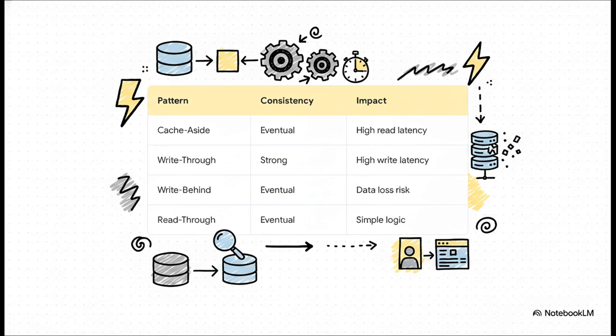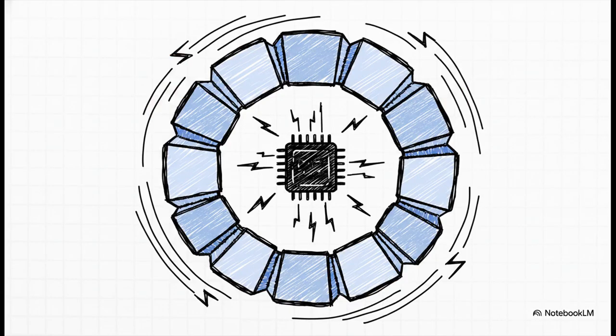Write behind is super fascinating for high-scale ingestion. You write to the memory cache instantly, return a success to the user right away, and then update the database asynchronously later. It gives you ultra-high throughput. But if that cache node loses power before the database persists the data, that data is permanently, unrecoverably lost. Gone.